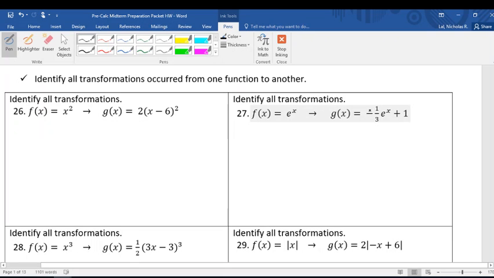First, we have a negative sign as part of our coefficient outside of the function. That negative sign outside the function is going to cause an x-axis reflection.